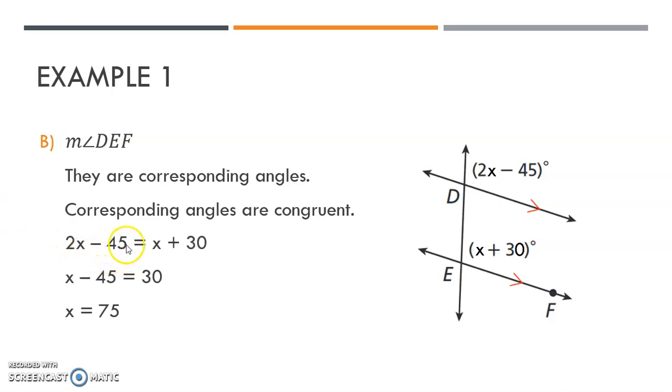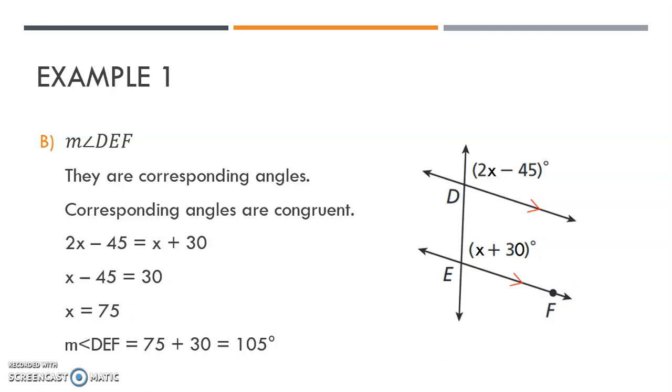So what I did is I said 2x minus 45 equals x plus 30, because these are corresponding angles and they're congruent or equal. So I'm going to subtract x on both sides. Then I added 45 on both sides, and I found out that x is 75. Now, it's very, very tempting to say that you're done, but you're not, because they didn't ask what is x, they asked what's DEF. So I have to take my 75 and put it into the expression for DEF. So I get the measure of angle DEF equals 75 plus 30, which is 105 degrees. So that's the answer to this one.